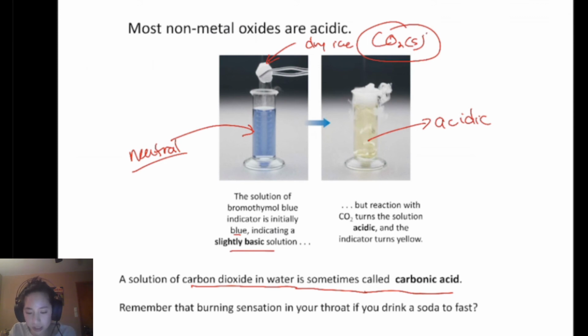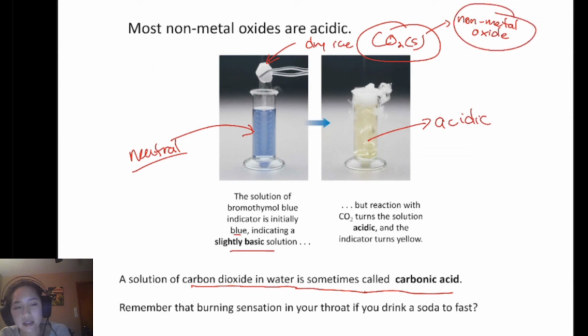So CO2 is a non-metal oxide, if you couldn't tell by its molecular formula, but I didn't state it right off the bat. So CO2 is a non-metal oxide. When you stick it into water, it produces carbonic acid, which is acidic, and it will turn the indicator, in this case bromothymol blue, yellow, because it's acidic.